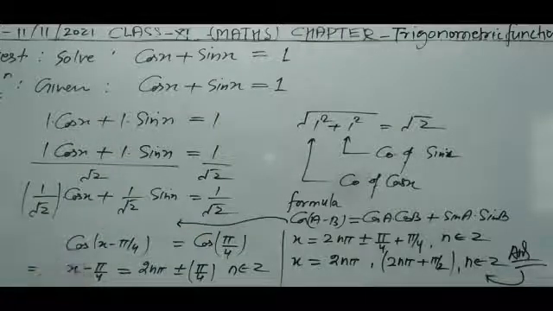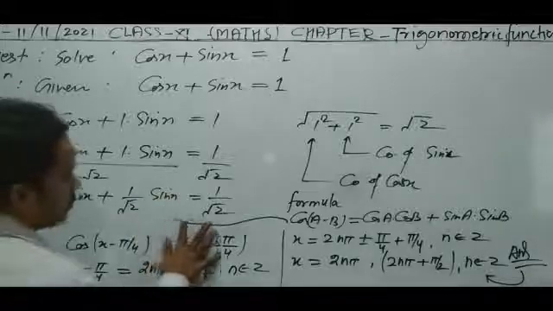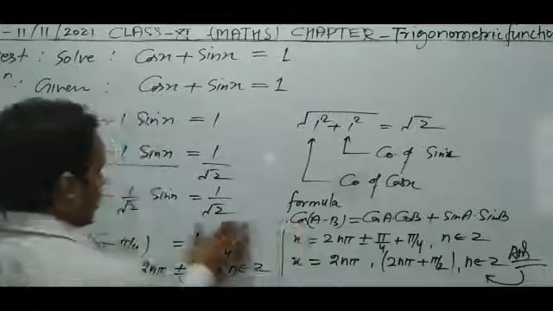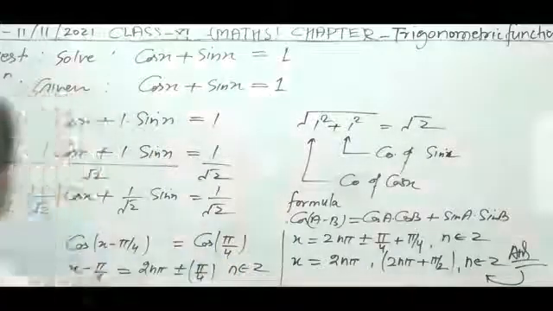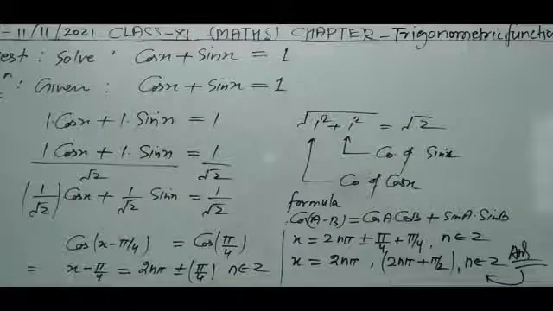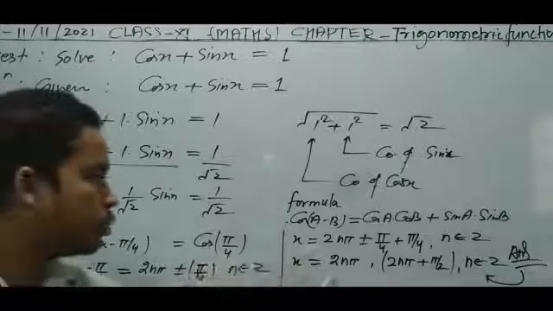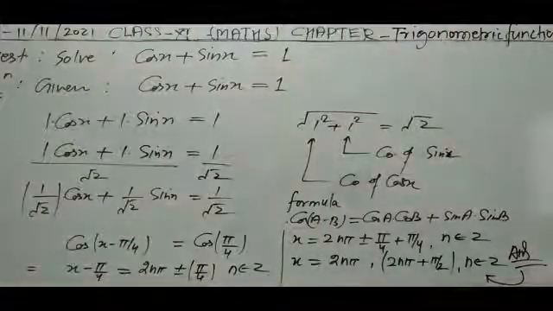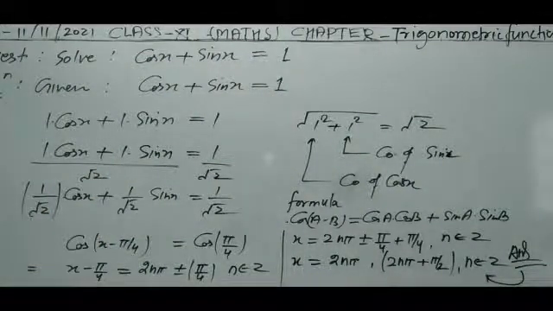Now cos A minus B is the result, and 1 by root 2 in cos will be cos of pi by 4. So now the cos term will cancel out. So the result is cos theta is equal to cos alpha. This implies x minus pi by 4 is equal to 2n pi plus minus pi by 4. And after calculating x, taking plus and minus signs, you will get two values, 2n pi and 2n pi plus pi by 2. Now this is the answer. Now this is completed.